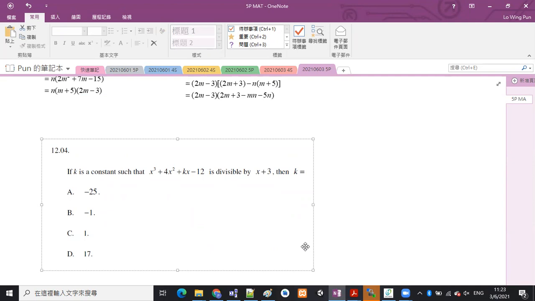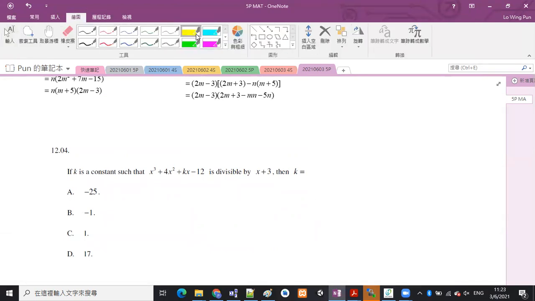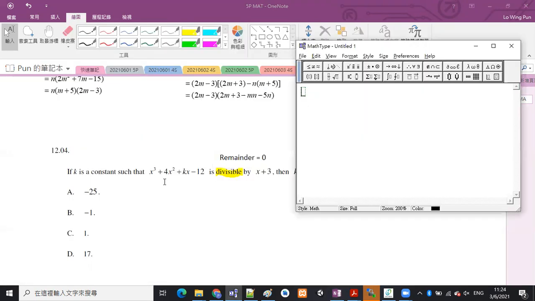What is meant by divisible? Can be divided. Please highlight this keyword. Divisible means remainder is 0. Remainder is 0. Okay. So how can we calculate the remainder? It is like this. Remainder is always equal to f of a number. So let me do this. F of a number.